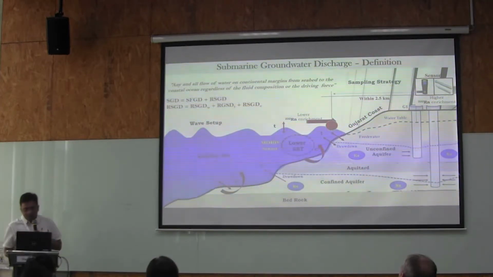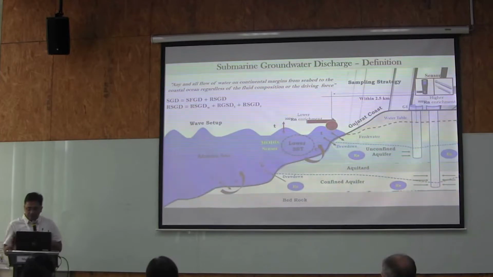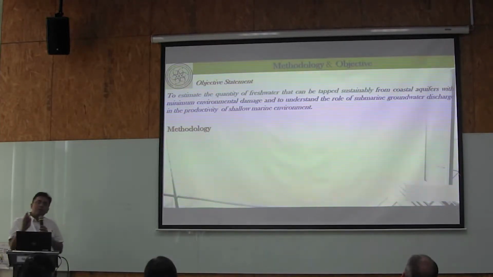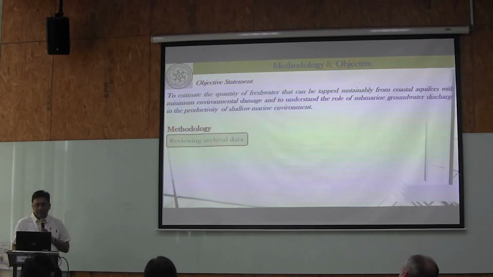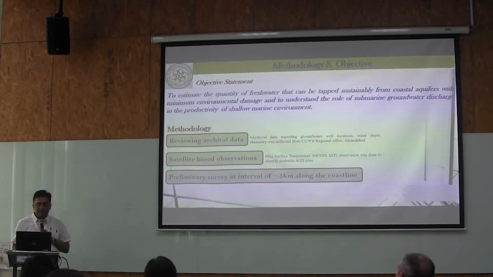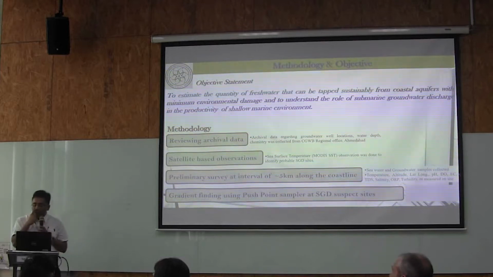So this is what we are trying to understand in the Indian coastal zone. I have already talked about the recirculation and like that. The methodology that we have adopted is reviewing archival data taken from different organizations. Then we have applied some remote sensing, and also done some surveys. And then we have also used a gradient or push point sampler. So I will come through these one by one.